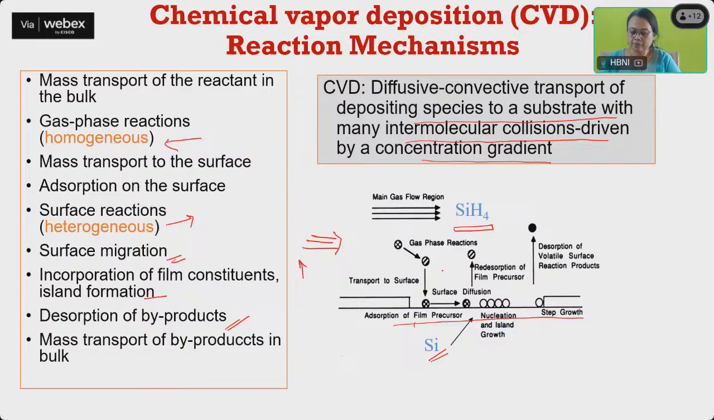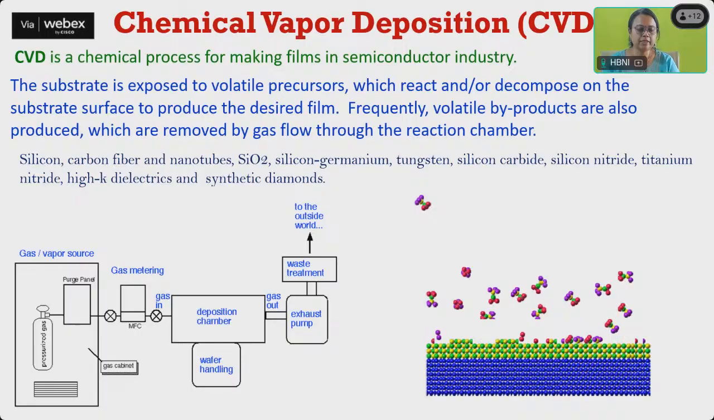So a gas phase reaction will be there. First the gas will be transported to the surface, and then there will be a gas phase reaction, and after that there will be surface diffusion. Then whatever hydrogen was there will become volatile and leave the substrate. I'll just show it now. CVD is a chemical process of making film, generally used in the semiconductor industry, but it can be used otherwise also. The substrate is exposed to volatile precursors which react or decompose.